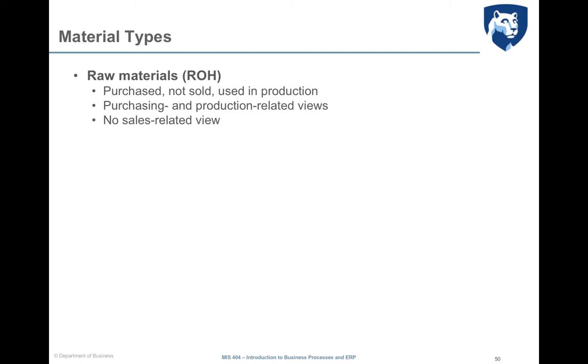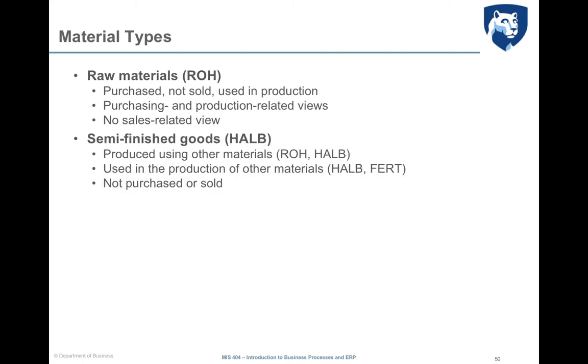Then we have semi-finished goods, which are coded as HALB, and are typically produced by the company from other materials, like for example the raw materials, and are used then to produce the finished goods. So, related to the SAP ERP, data related to semi-finished goods are essentially included and viewed by the production process.